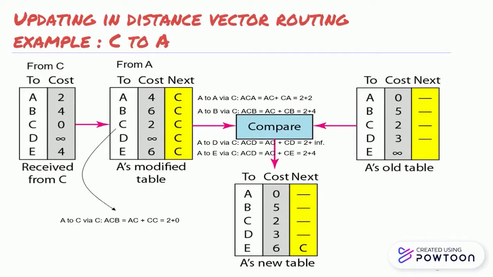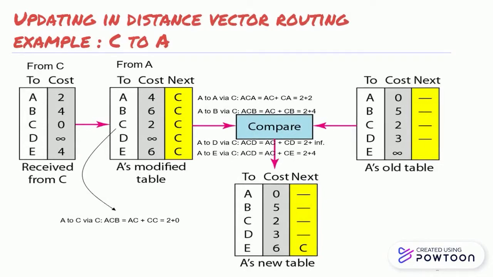In A's modified table, from A to A, next C, the cost is 4. From A to B, next C, the cost is 6. From A to C, next C, the cost is 2. From A to D, next C, the cost is infinity. From A to E, next C, the cost is 6.